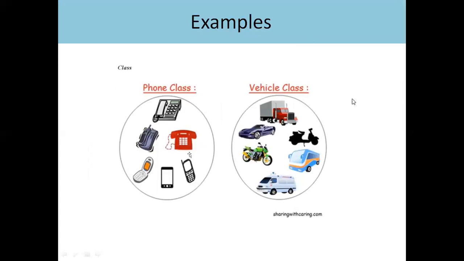Let us see some more examples. Here is the phone class. The phone class consists of different types of objects like a landline, a cellular mobile, or a normal smart mobile. These are different types of objects for the class phone. Similarly, if you consider the vehicle class, there are different types of objects like scooter, bike, bus, ambulance, or truck. These are different types of objects in a vehicle class.